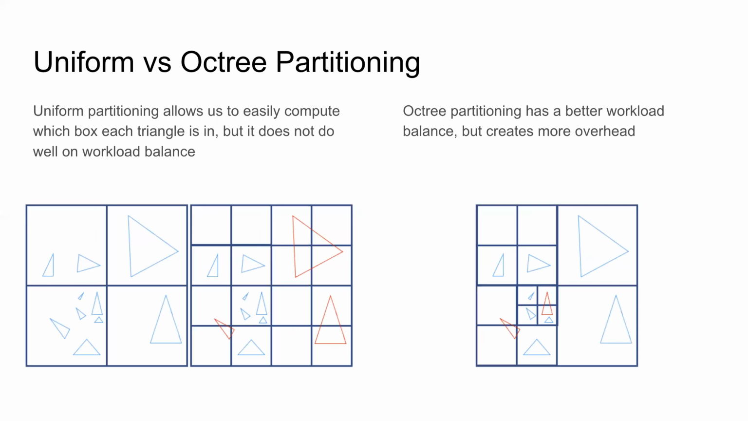We tried two different partitioning schemes. So with uniform partitioning, we split the space into equally sized uniform boxes. And with uniform partitioning, we can easily compute which box each triangle is in, but it doesn't do as well on workload balance. And for octree partitioning, we get a better workload balance, but it creates more overhead. So with an octree, we can recursively split the space so that the triangles are distributed more evenly.